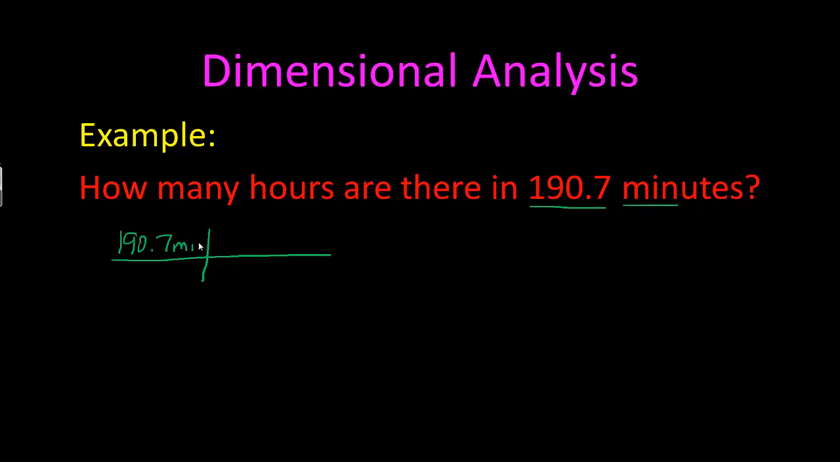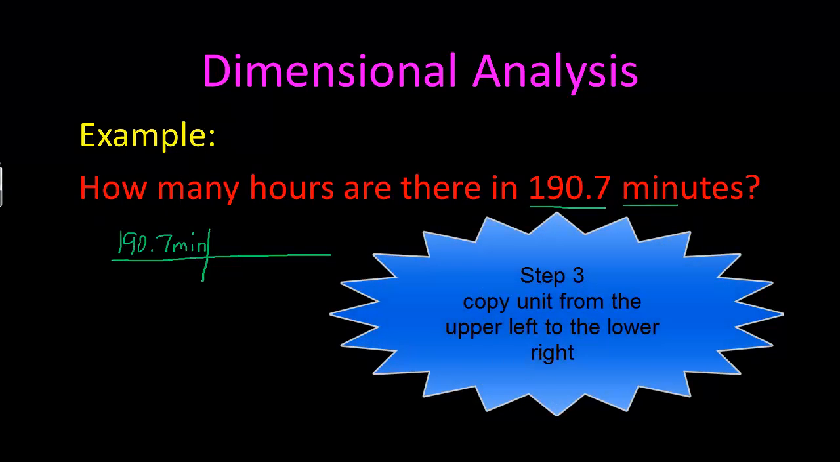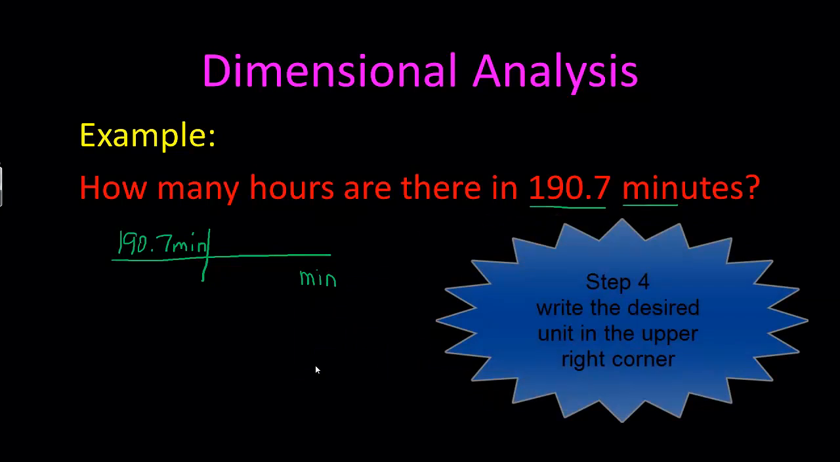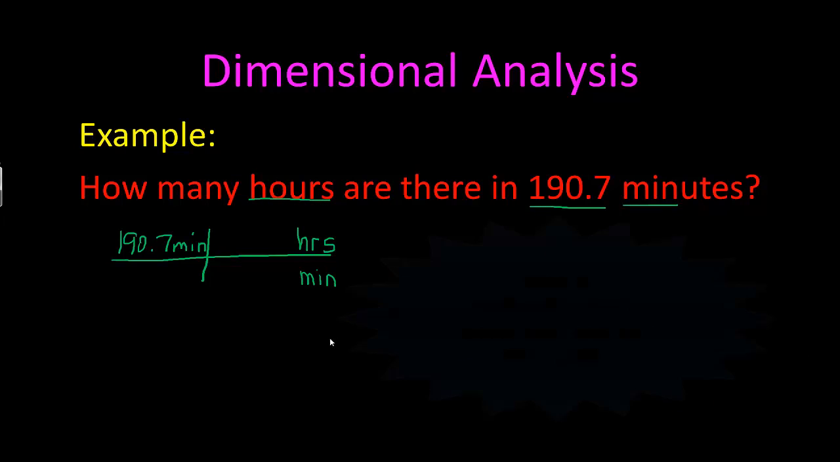190.7 minutes. Step 3, copy the unit from the upper left to the lower right corner. So this unit in the upper left is going to go down to the lower right. Step 4, write the desired unit in the upper right-hand corner. So basically the unit that we're looking for. The unit that we're looking for are hours. So I'm going to write hours in the upper right-hand corner.